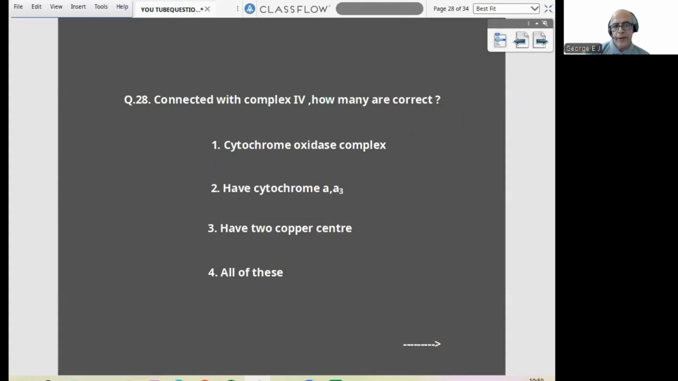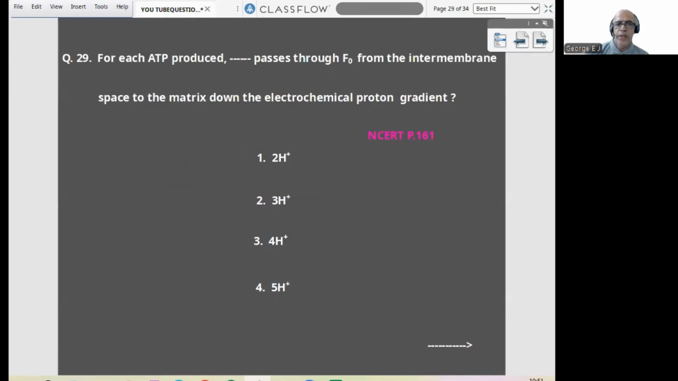Now 28. Connected with complex 4. How many are correct? It is the cytochrome oxidase complex, right? It has cytochrome a a3, right? It has 2 copper centers, right? All of this. So the option is 4. Direct NCERT. Repeated question.